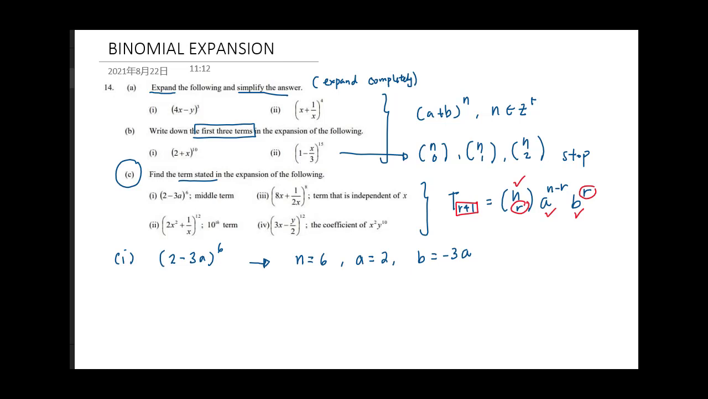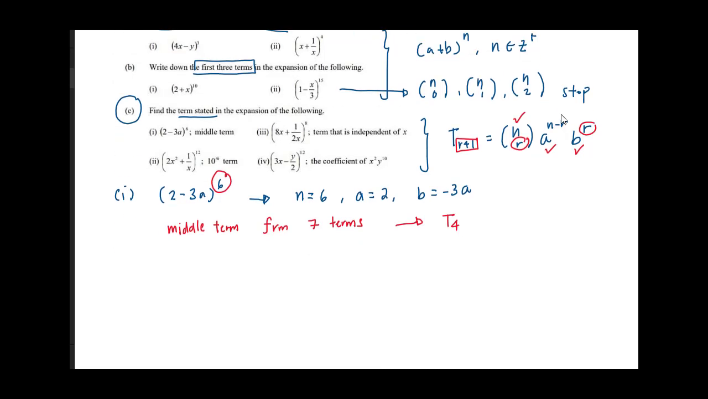In this case, the question mentions the middle term from the total terms. You have the power 6, so it means we must have 7 terms. Obviously, the middle term from the 7 terms is referring to T4. So when we do comparison, T4 is compared with this formula, and you will get the value of r. We get to know that r equals 3, because 3 plus 1 gives you 4.